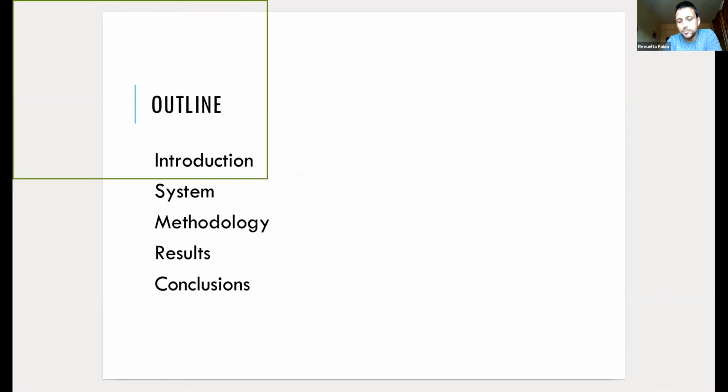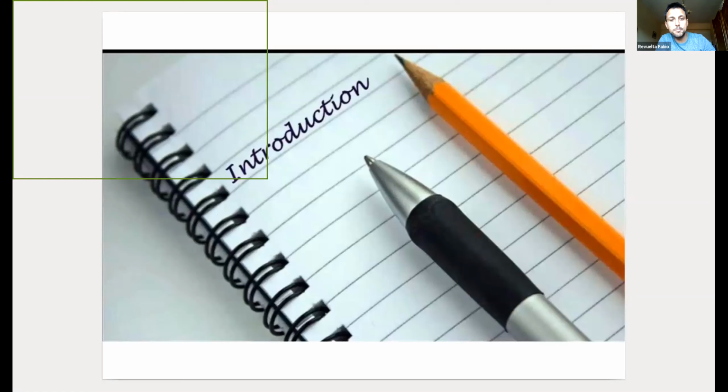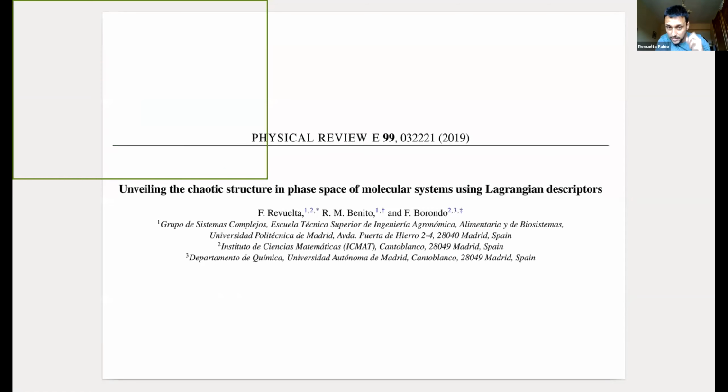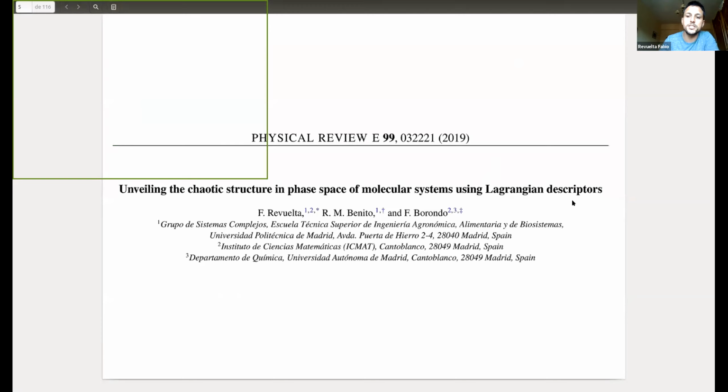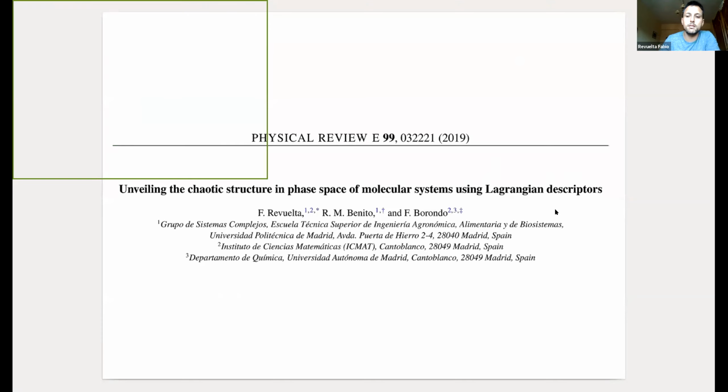Okay, so this is the outline of my talk. I will give you a very brief introduction on the topic. I will say a few words on the kind of systems that we study, the methodology, results, and I'll sum up with the conclusions. The work I will present appeared in this paper. And the key point is the thing you can see here, Lagrangian descriptors, that maybe most of you might not have heard about. They are a very simple tool to study chaotic systems, and it is extremely efficient and, again, very, very simple.